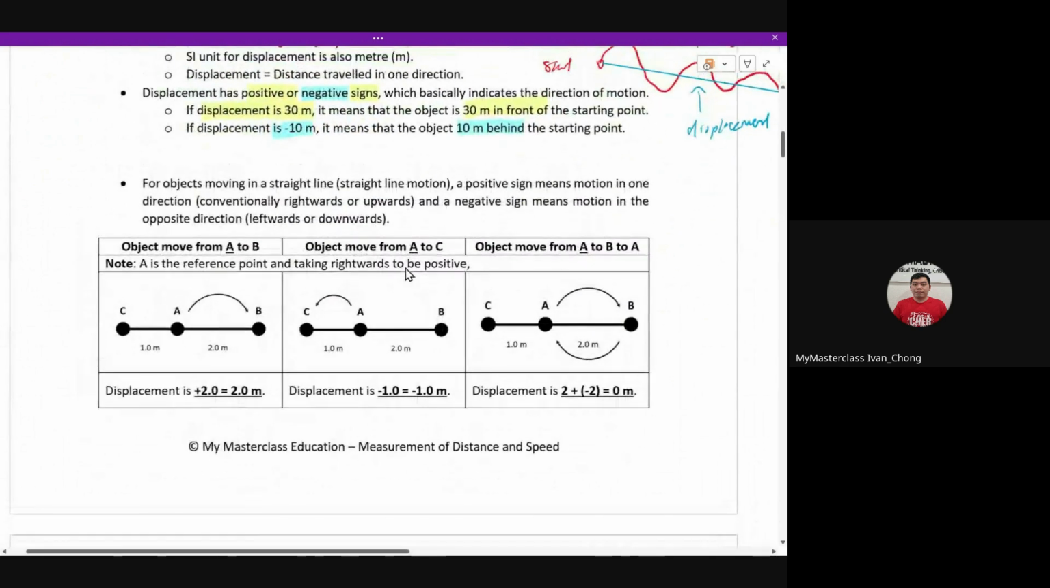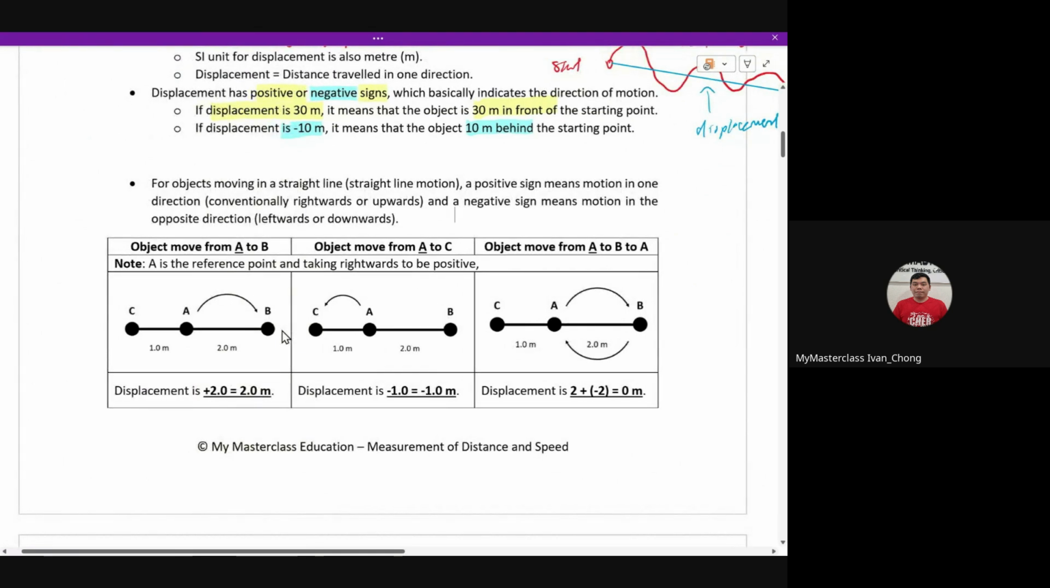So in most cases, we are moving in a straight line. Typically up is positive, right is positive, left and down is negative. But you have to take note, or basically we have to write this sentence down, taking whatever direction that we have to be positive. You can choose, or the question will give it to you in terms of a diagram.